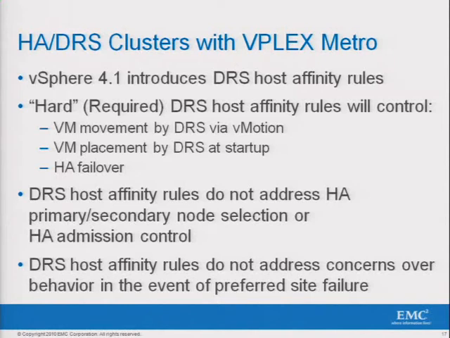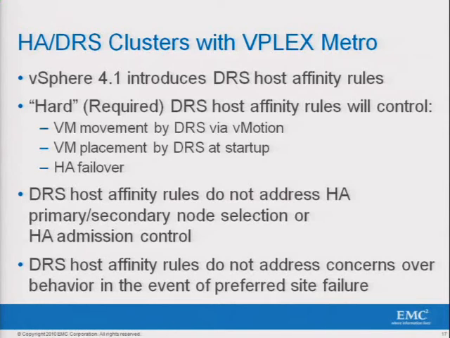I can use a hard required DRS rule, create a VM group and say, here's all my Site A VMs, here's all my Site B VMs, here's a host group with all my Site A hosts, and here's all my Site B hosts. Site A VMs must run on Site A hosts. Site B VMs must run on Site B hosts. There you go. Done, right? It's all settled. Right? Anybody out there? Well, it's almost kind of settled.